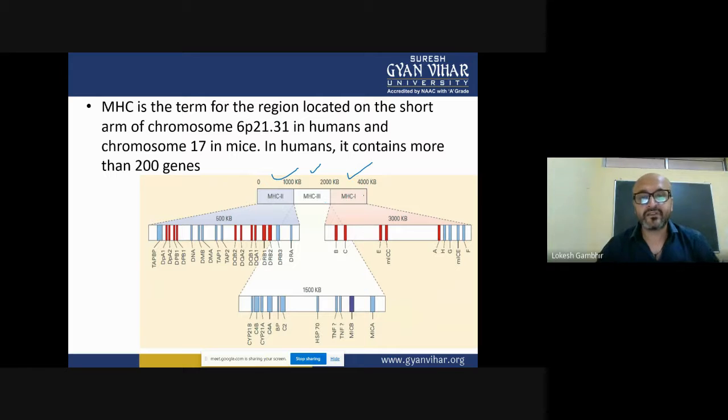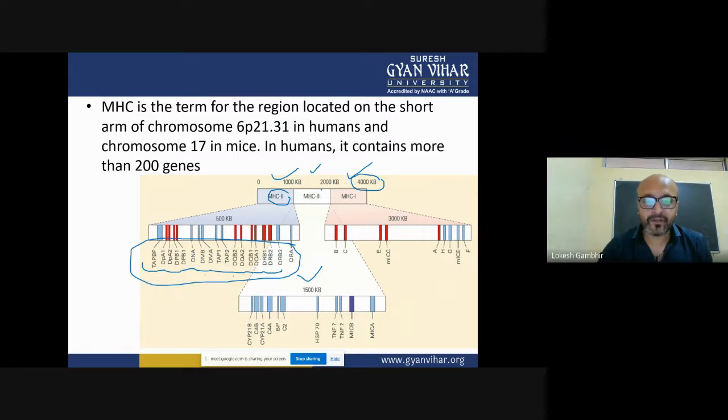That class 1 is covered by almost 4,000 kilobase pairs of region, whereas class 2, what we're talking about, is exactly 1500 kilobase pairs, the class 3 is around 500 kilobase pairs of region. You can see the number of genes that are there. That is the reason why we call it polygenic. So what do you mean by polygenic?